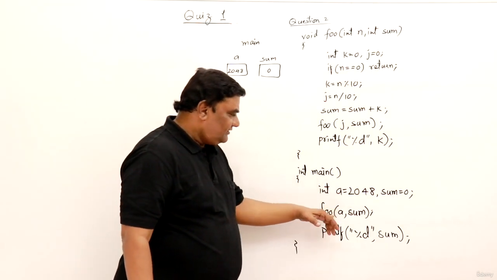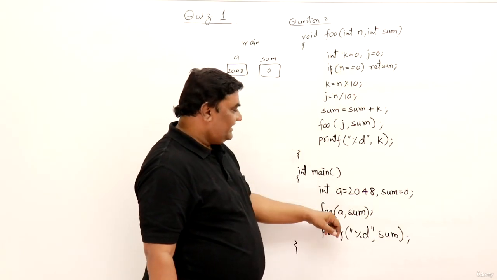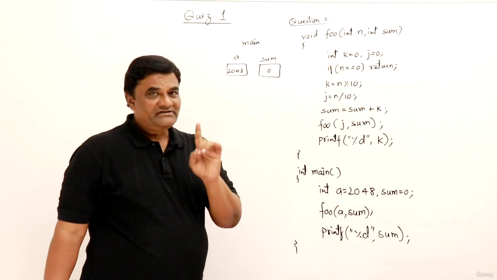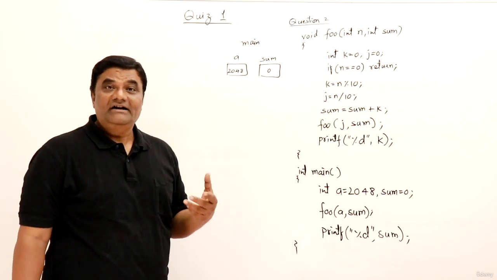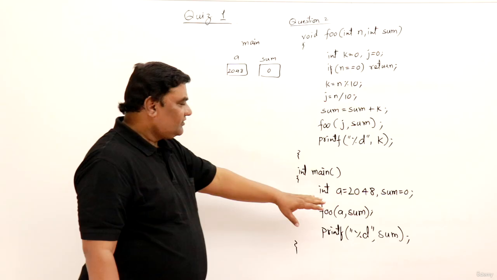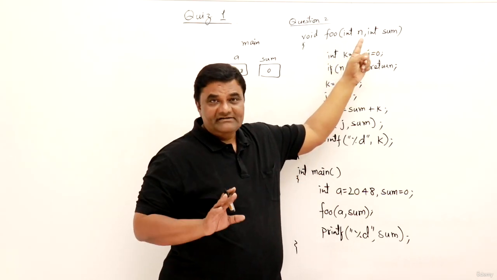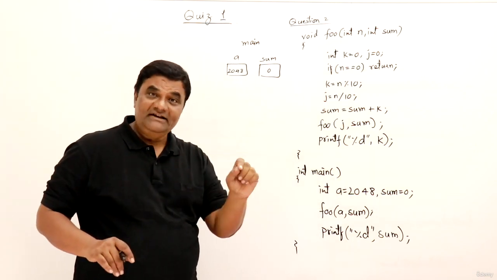Now main function calls foo by passing a and sum. So a goes into n and sum goes into that sum. First and foremost thing, is it called by value, called by reference, or called by address? What is it? This is called by value. Here stars are not written, so this is not called by address. Ampersands are not there, so this is not called by reference. This is called by value.